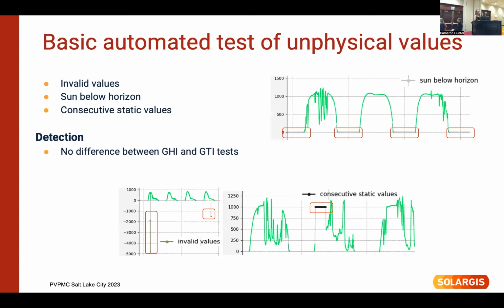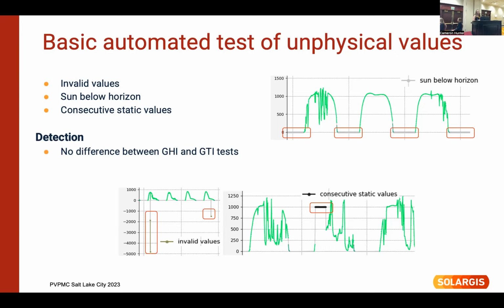Okay, so once we know what time shift there is, what configuration there is. I mean, typically the configuration should be given to you, but we often see that the configuration we get does not completely correspond to what we see in the data. So this is why we need to go through that step. Once we have it, we go to a basic automated test of physical or unphysical values. The easiest is invalid values, really like -1000 or something. Sun below horizon, so night values, or consecutive static values.